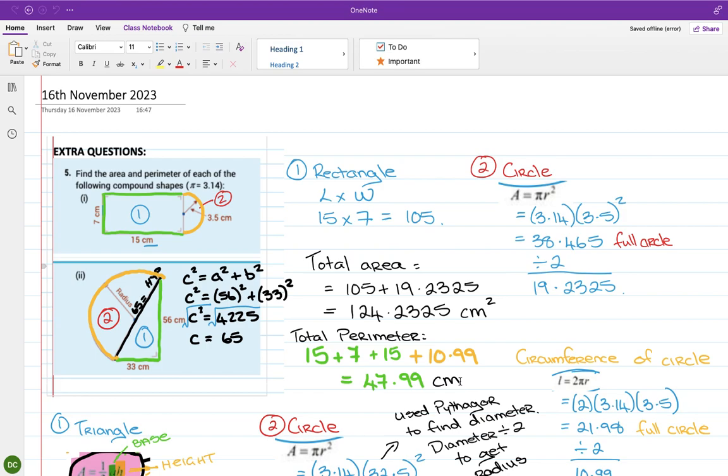Is that alright? So the squared has no impact on the number. It's simply just a unit. Okay, let me know if you have any questions.